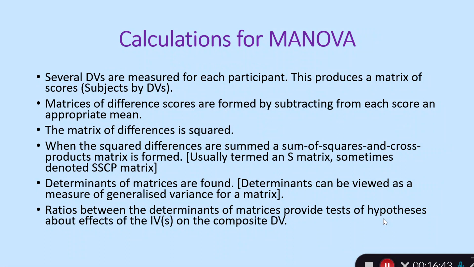It's usually termed an S matrix, sometimes denoted as SSCP, the sum of squares and cross products matrix. And then from this, determinants of matrices are found, and these determinants can be viewed as a measure of generalized variance for a matrix. If you think back to the way ANOVA is calculated, once we've squared all our deviations, we add them together to get the sum of squares. What we then do is divide by degrees of freedom, and that gives us our measure of variance.